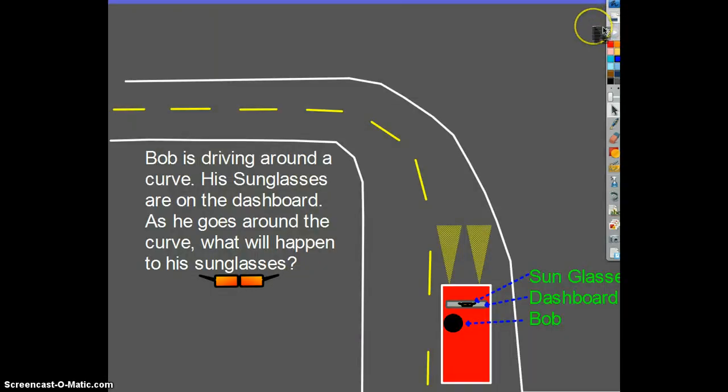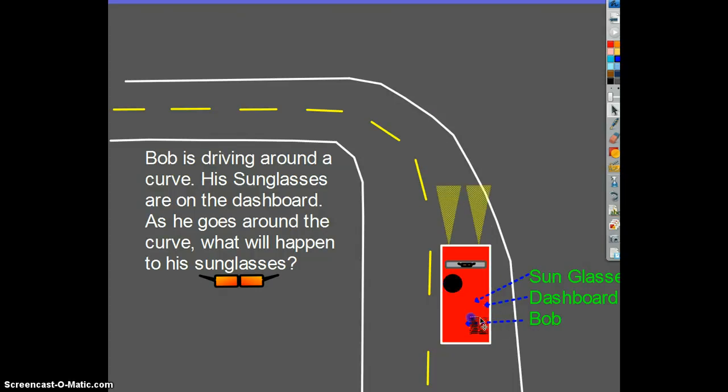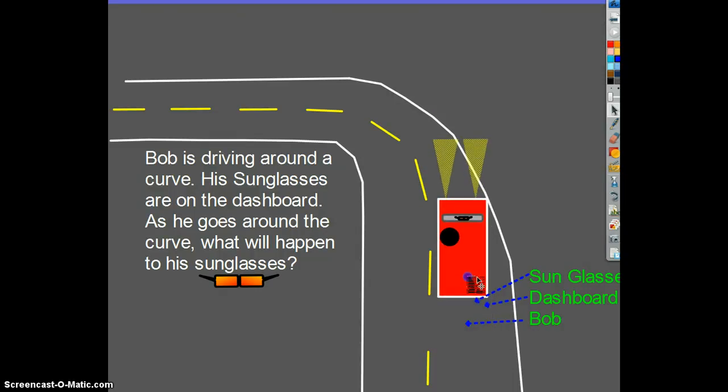Now let's talk about this other thing. You're driving your car, and you come up to a curve. Bob's in his car, he's on a curve, and his sunglasses are on the dashboard. As it goes around this curve, what will happen to his sunglasses? So you've got an aerial view, Bob, dashboard, sunglasses. As he comes up, what's going to happen to the sunglasses? Are they going to go towards him, or are they going to go away from him? Give yourself a second to think out an idea on that. Got one? Okay.